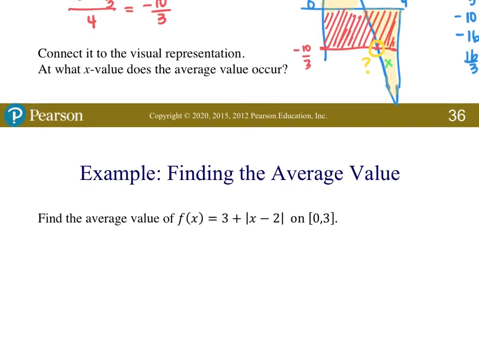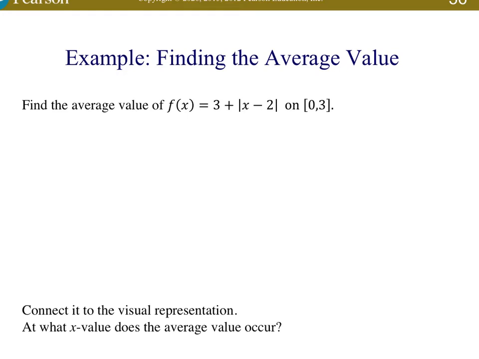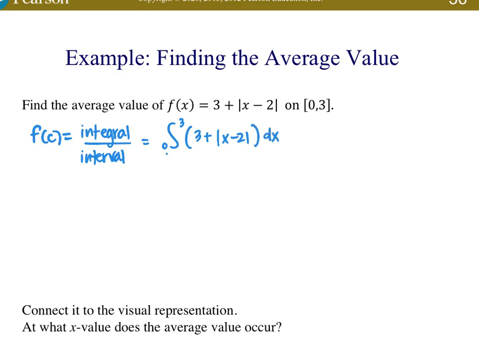All right, so we're going to try this again. Find the average value of this absolute value graph from 0 to 3. Okay, so average value, definition, f of c equals integral over interval. So the integral is 0 to 3, 3 plus absolute value x minus 2, dx over the interval 3 to 0. So this is the setup.